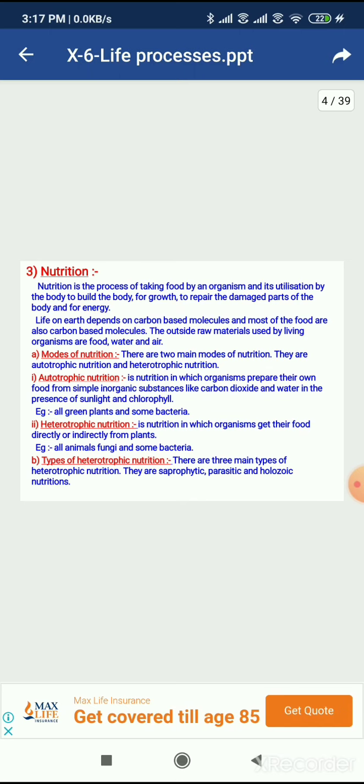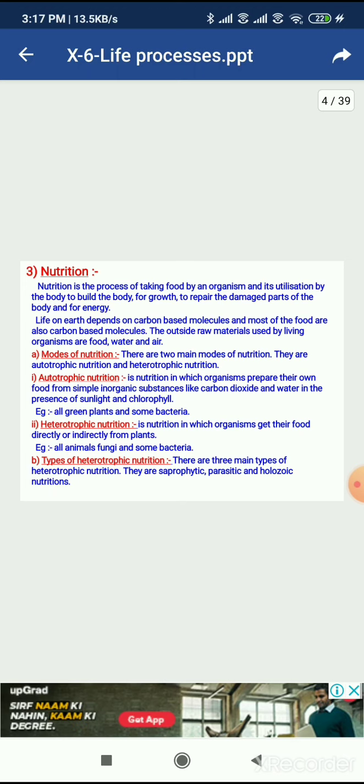Other is heterotrophic nutrition. Hetero means which is taken from others. Heterotrophic nutrition is in which organisms get their food directly or indirectly from plants. So all the plants are autotrophs. They have autotrophic mode of nutrition, and all the animals including fungi and some bacteria and even human beings, we all have heterotrophic mode of nutrition.